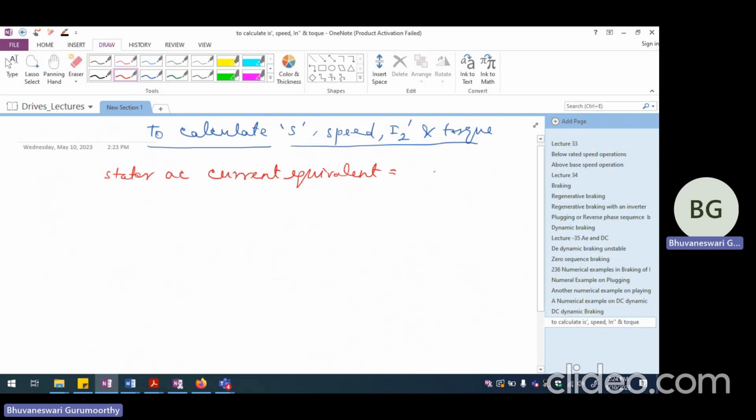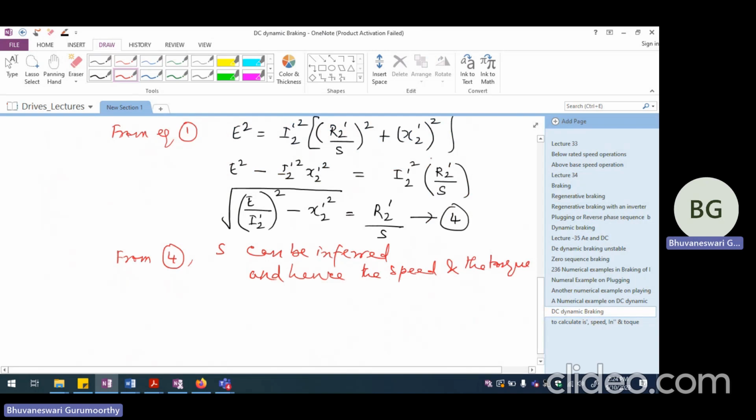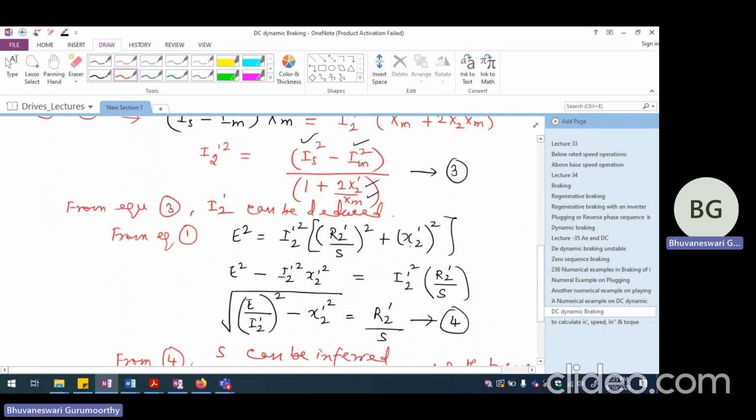So that is 8.485, which is IS, and IM is 8.2 ampere, and XM is 24.50. Now, with these values in place, we can first calculate what is the rotor current value. So the rotor current value, we had already written the expression. The rotor current value is given by expression 3.